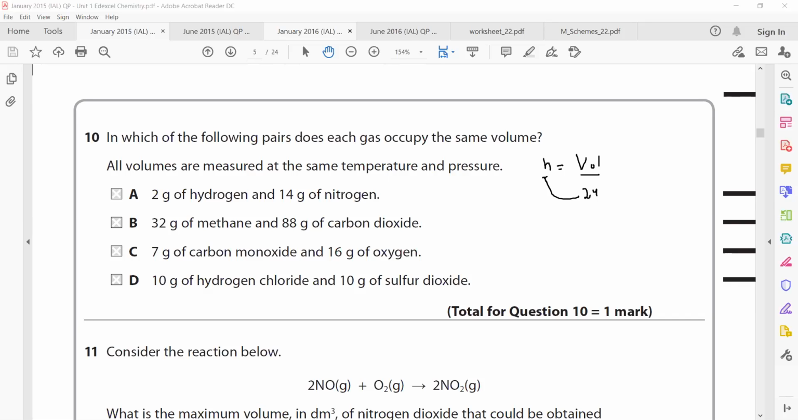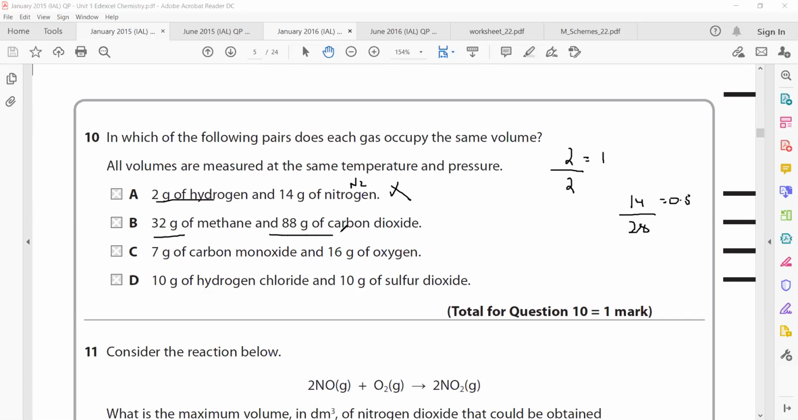So we will find the moles for each one by one. For option A, the moles of hydrogen: mass in gram is 2 and hydrogen is H2, so 2 divided by 2, 1 mole of hydrogen. But what about nitrogen? Mass is 14, but nitrogen exists as N2, so 14 multiplied by 2, 28. So what will I get? I'll get half. So this is not right.